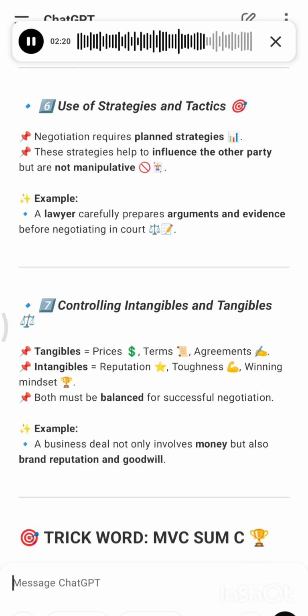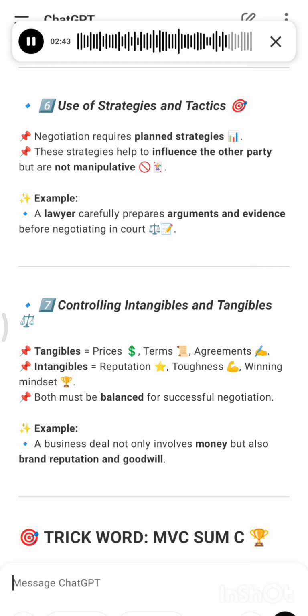7. Controlling intangibles and tangibles. Tangibles: prices, terms, agreements. Intangibles: reputation, toughness, winning mindset. Both must be balanced for successful negotiation. Example: a business deal not only involves money, but also brand reputation and goodwill.